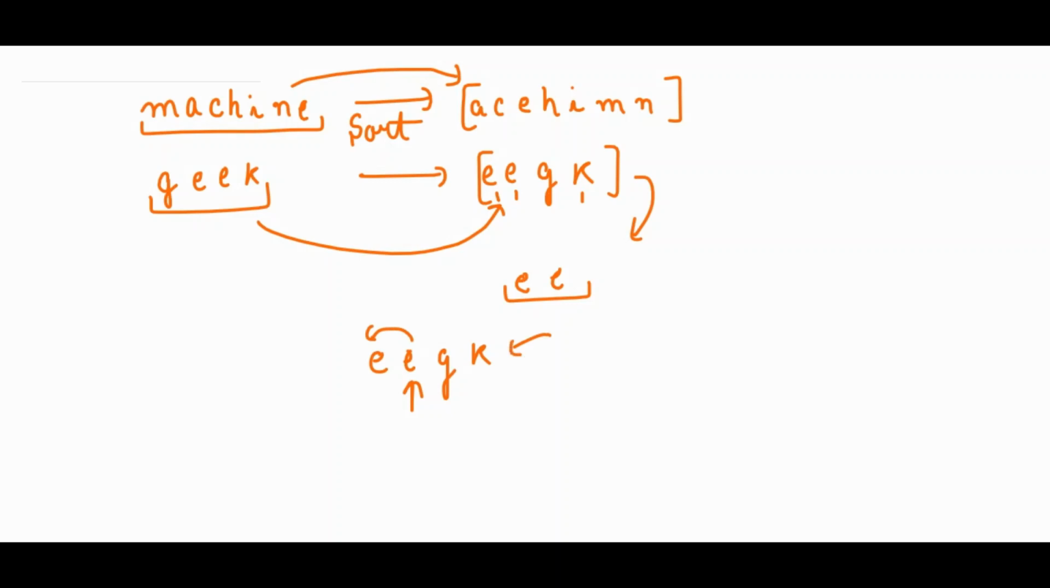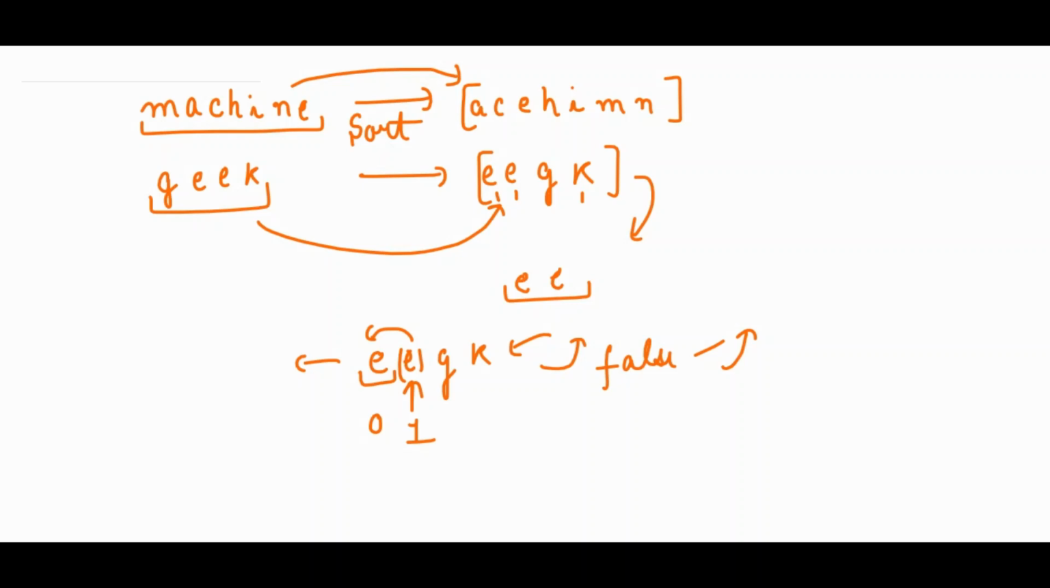So let's say in this string, we start from the first index and we will check if the first index element is equal to its previous element or not. If they are equal, we will return false directly. That means this is violating the condition of isogram. So we have to return false. So in this string, as you can see, E and E are equal. So on the first step only, we will return false.